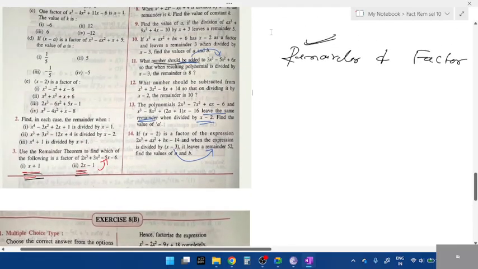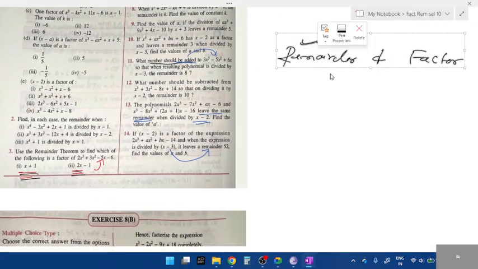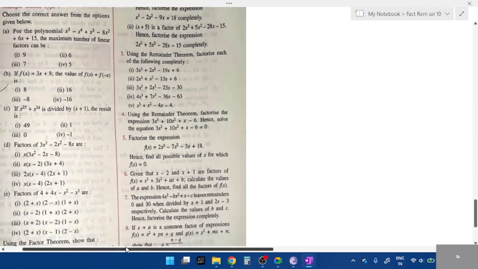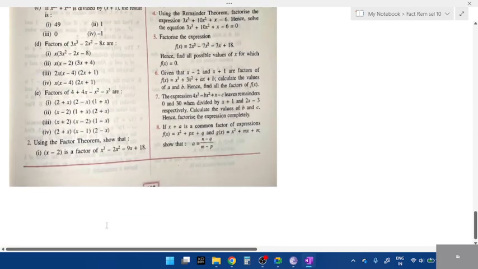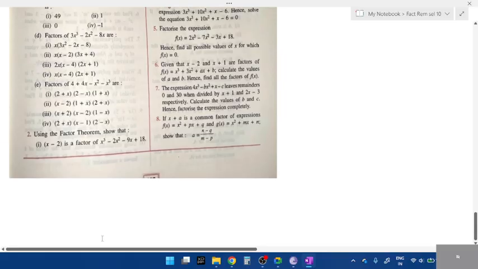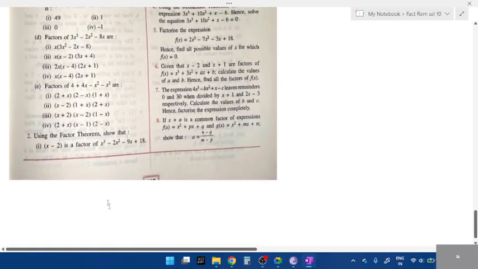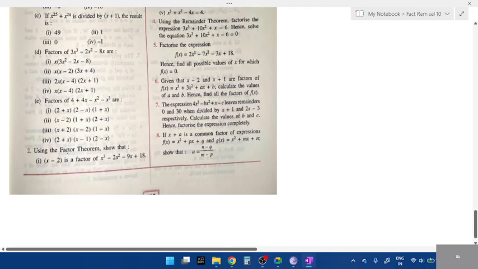Sorry, this was factor theorem, what we studied. Factor. Next is remainder theorem. So it's the same. In the first class, I taught you division method. Do you all remember division method? Look here. Using the factor theorem, I'll do it. I'll teach again. Using the factor theorem, show that this is a factor. If they ask you to show that this is a factor, what do you have to take?